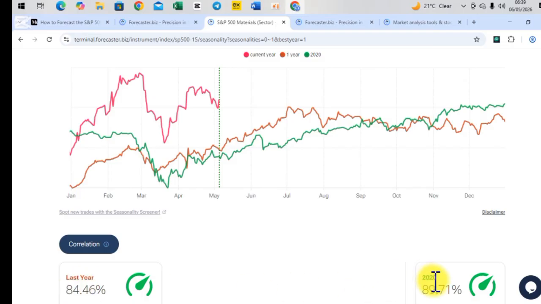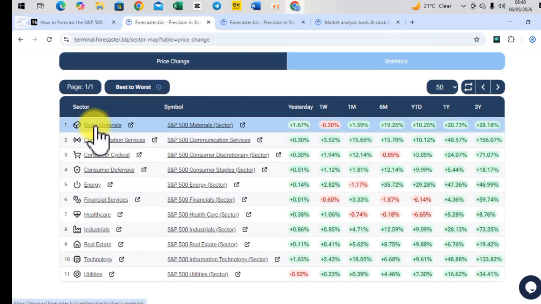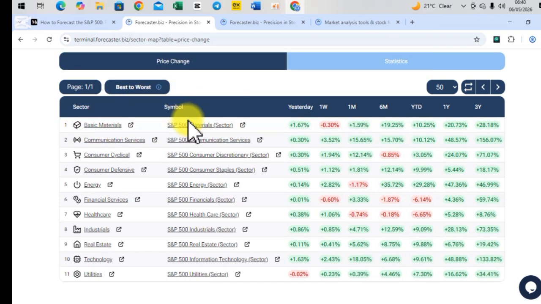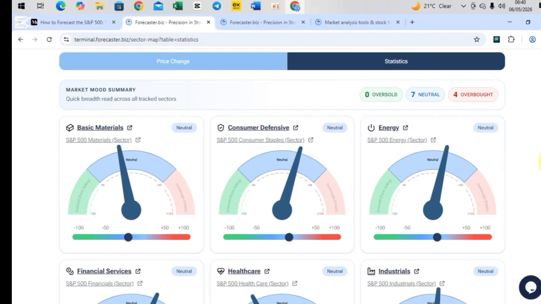Then with 2020, 89.71. You can see this is under price change, where you can find the 11 sectors and their ETFs. Then you can see the time frames here, which means how price has changed over time. For example, yesterday it was positive with 1.67. 1 week ago it was negative 0.30. 1 month ago it was positive with 1.59%, etc.